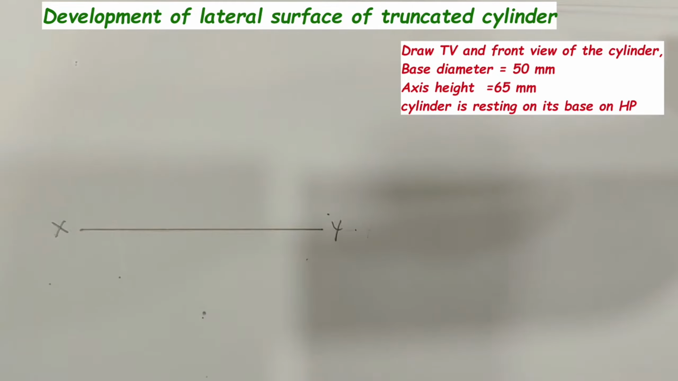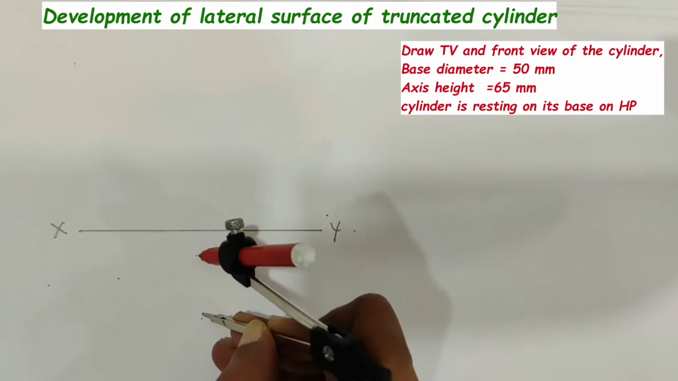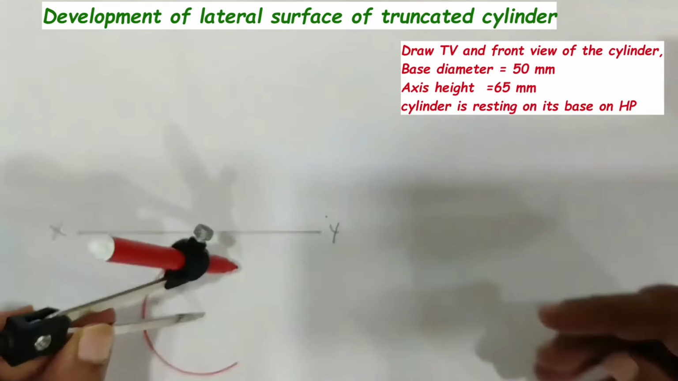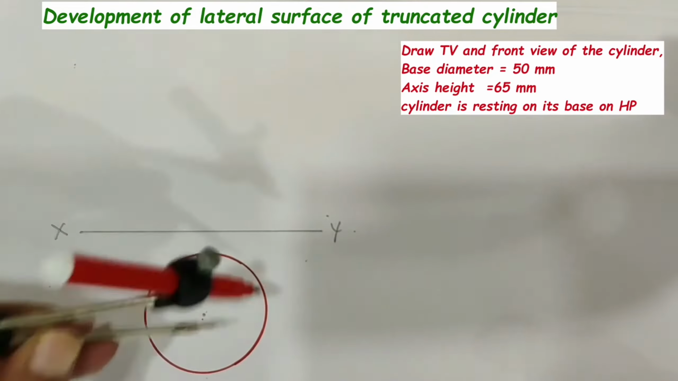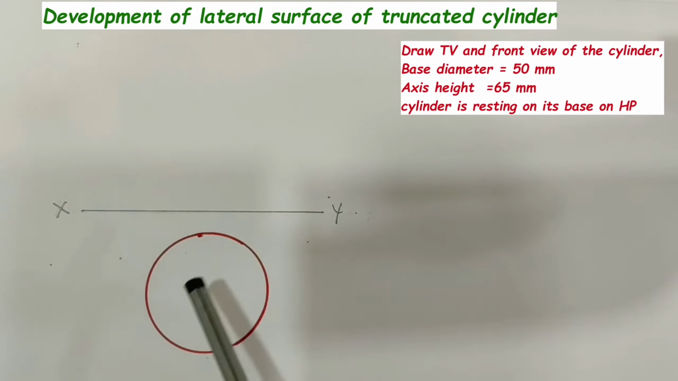Then, the cylinder is resting on its base on HP and axis parallel to VP. So, the top view of the cylinder is a circle. So, draw circle in top view with radius as 25 mm. After drawing the circle in top view, then divide the circle in top view into 12 equal parts and name those divisions as A, B, C, etc. for bottom base and A1, B1, C1, etc. for the top base.